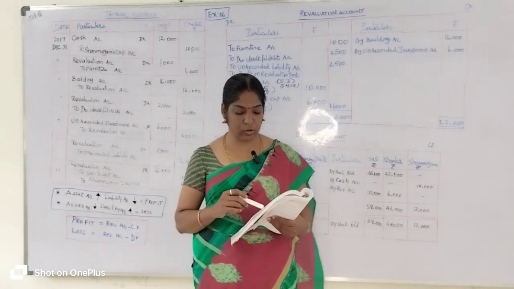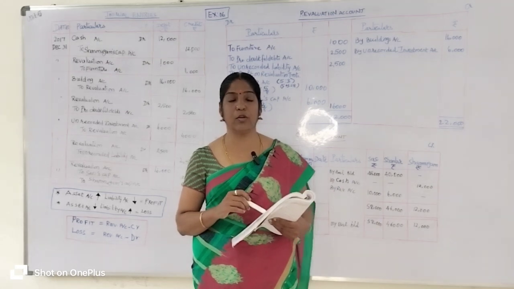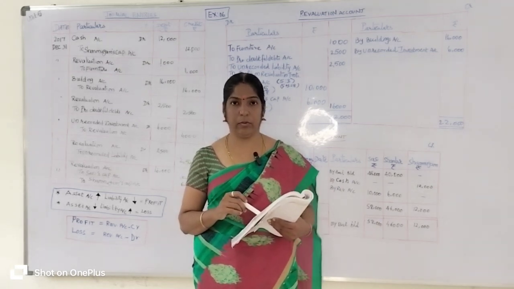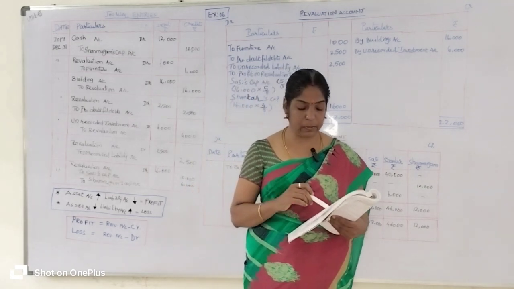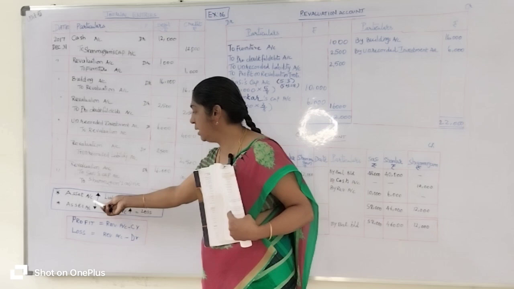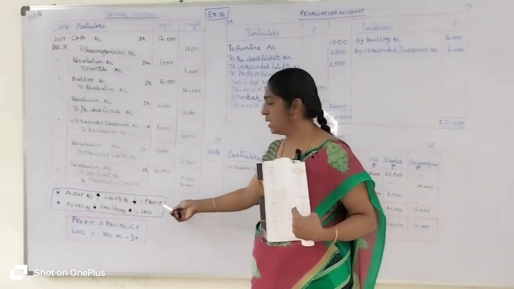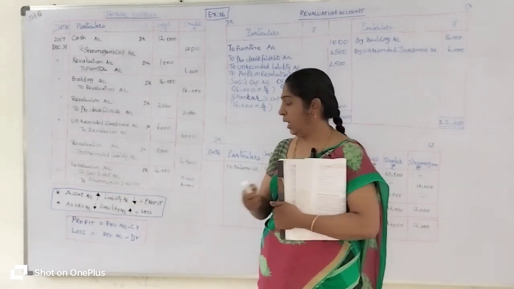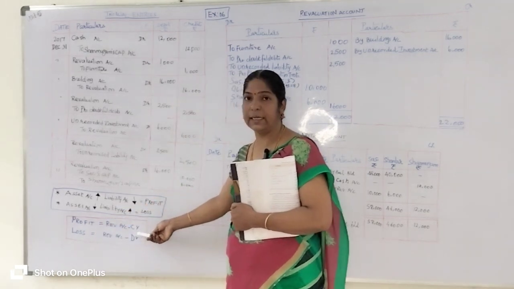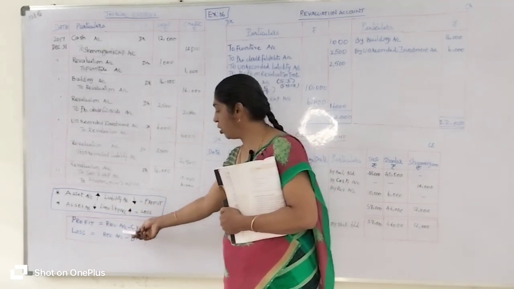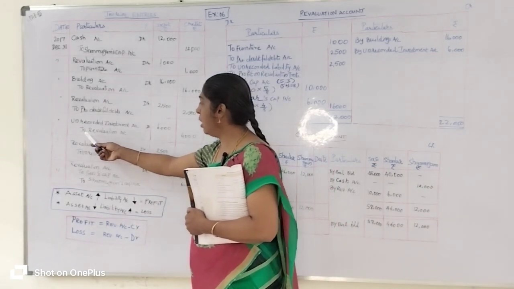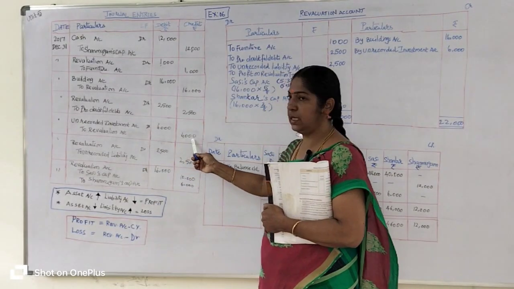Now that 6,000 rupees belongs to investments, belongs to which account? Investment belongs to asset account. Okay, after recorded, investment belongs to asset account. So asset account 6,000 rupees increased. If the asset account increases, the partners get profit, right? If the partners get profit, where does the revaluation account appear? Revaluation account appears on credit side. So revaluation account is credited 6,000 rupees.